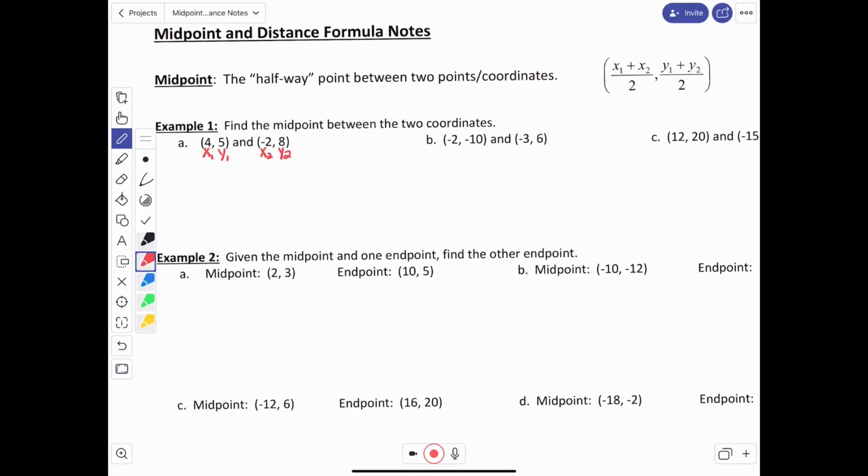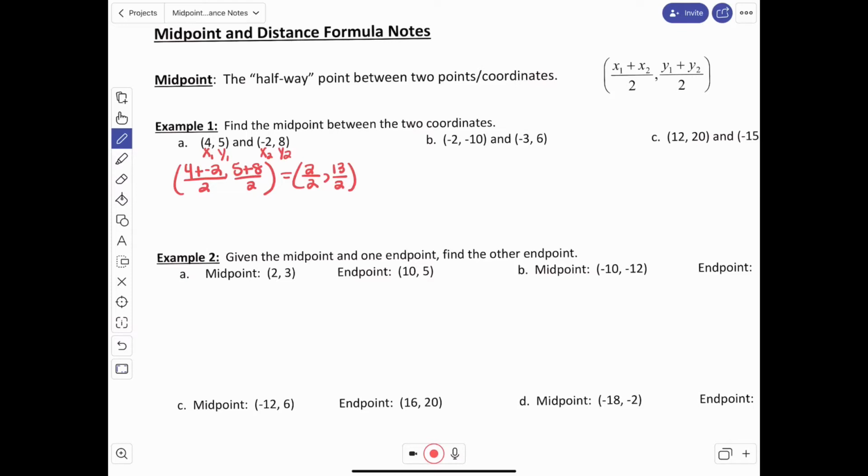So what we'll do is you will add 4 and -2, divide by 2, and you will add 5 and 8 and divide by 2. And this is written as a coordinate, so that's why we have it in parentheses. So 4 plus -2 is going to be 2, and 5 plus 8 is going to be 13. And we're dividing them by 2.